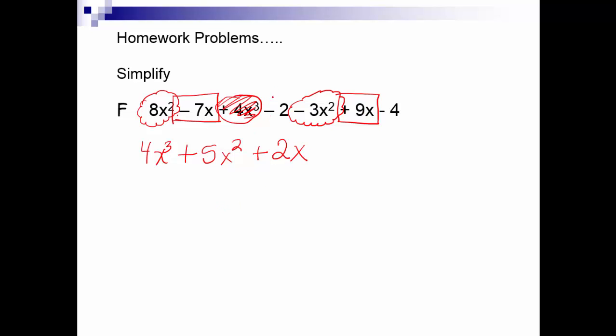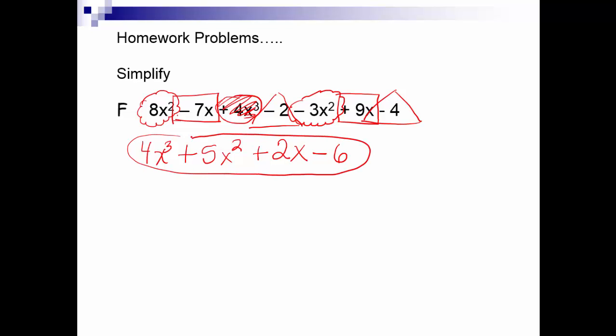Finally, let's look at our constants. Minus 2. Minus 4. Are those signs the same or are those signs different? Those signs are the same. I'll find the sum. The sum of 2 and 4 is 6. What do I have more of? Hey, I have more negatives. So now that would be our final answer because now we don't have any like terms. So your final answer is 4x to the third plus 5x squared plus 2x minus 6.